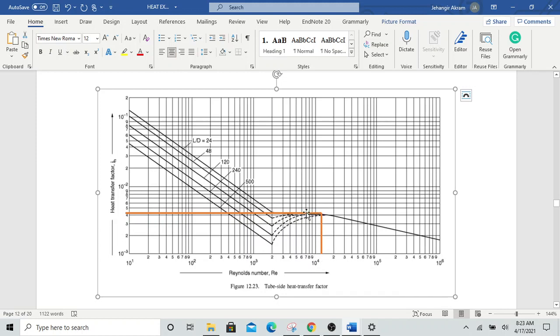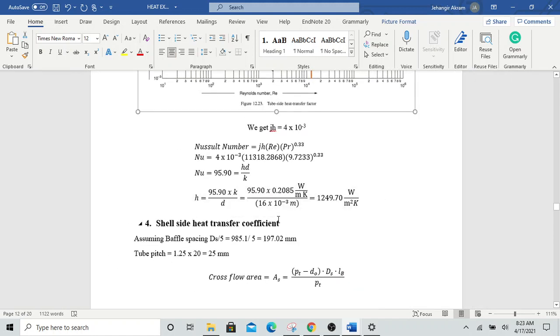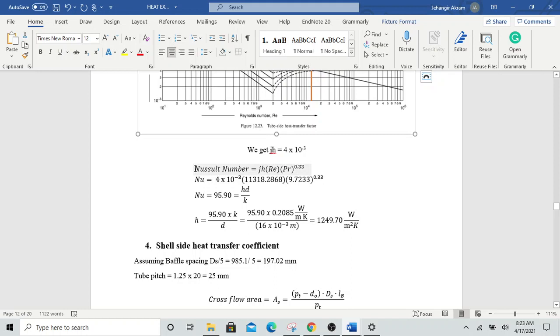I took it here, and you see at this point all the L by D lines are crossing each other, so we don't have to worry about where we will be intersecting. Where they intersect and join, project the line horizontally to find the heat transfer factor. Okay. Finally, we will be using the Nusselt number formula.